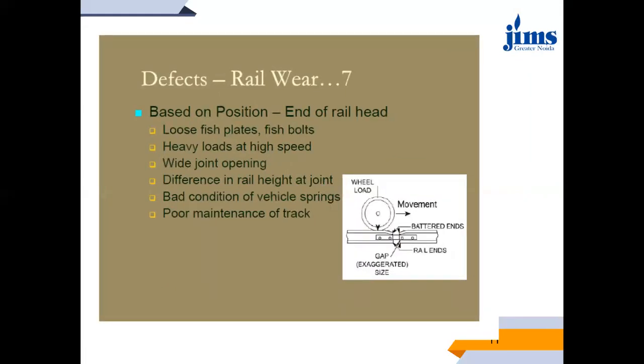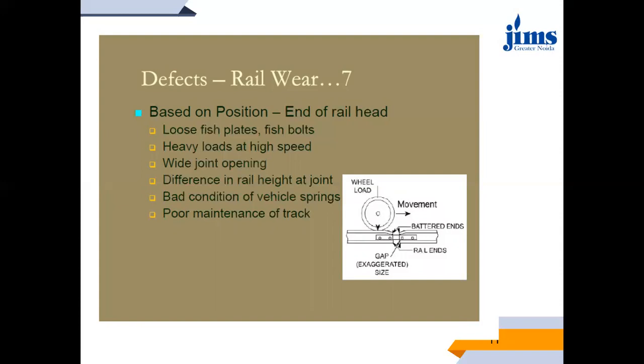Okay. Then continuing with the rail wear based on position, the third kind of rail wear which we find is at the end of the rail head. Okay, the start or end of the rail head. Now this type of rail wear can be seen only at the joints mainly. Okay, whenever there is an expansion or contraction joint in the rail section, you will be finding the start and end of the rail. So these ends of the rails are mostly affected by the wheels of the rolling stock itself during battering action.